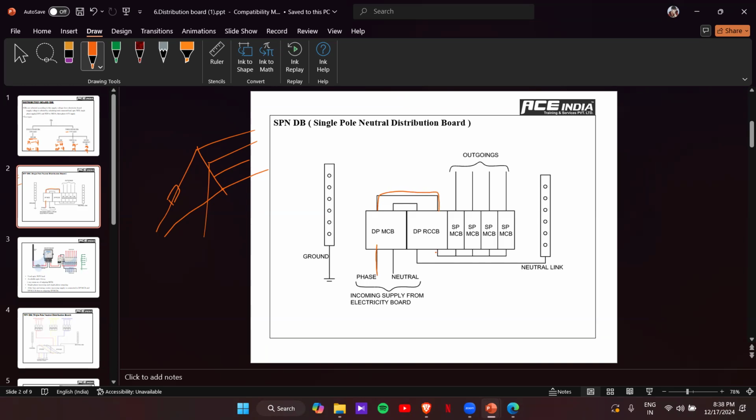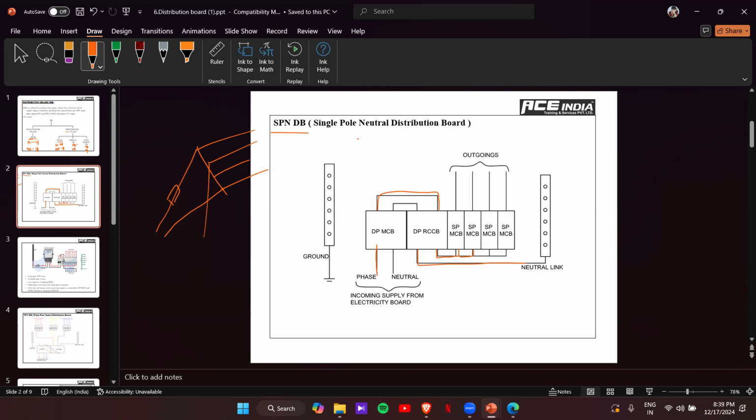The phase will be connected to single pole MCBs. You can see right now 1, 2, 3, 4: four outgoings are taken here. So single phase incoming and single phase outgoing. If we are using an SP MCB, it means a single phase outgoing itself. And the neutral will be connected to a common neutral link, and we'll have the ground connection as well. This is how the SPN DB connections will be.